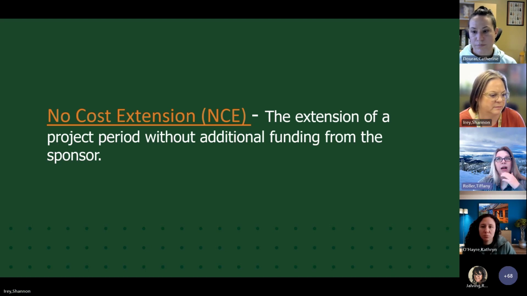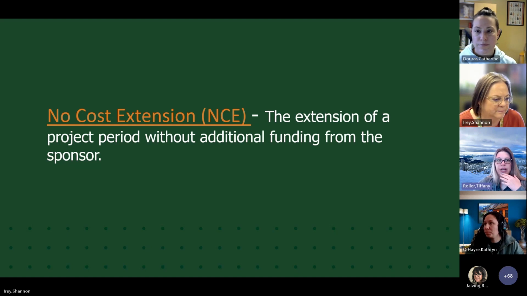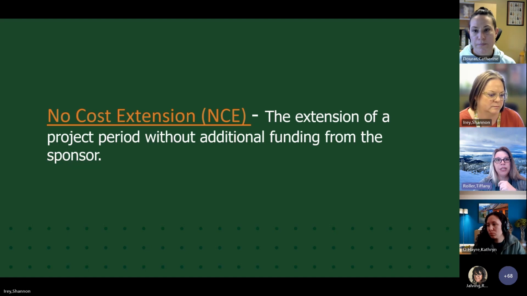So we've got some comments here on what might go in an NCE, a progress report. Very true. There are several federal sponsors where they want you to attach your most recent progress report, and they want to take a look at that when they're considering your request. Projected remaining funds, very true.